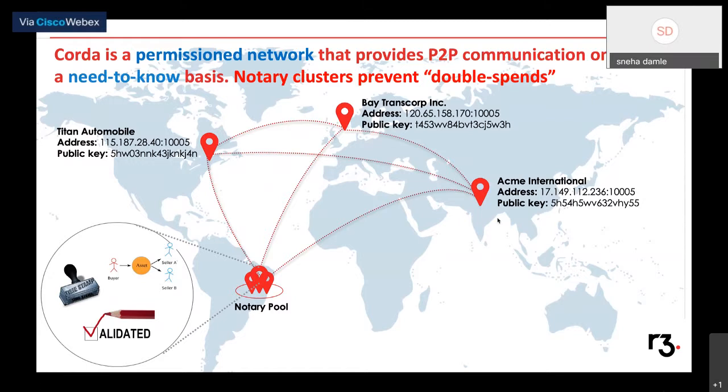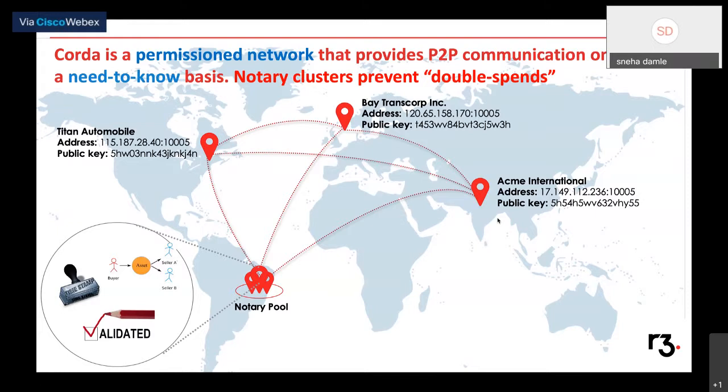In this slide, we can see a Corda network, and there are three legal parties: Titan, Bay, and Acme. These parties must have undergone a KYC process, and then the doorman or the identity manager must have issued digital certificates to them. This is how they are now part of a Corda network, and they are ready to transact and interact with each other.